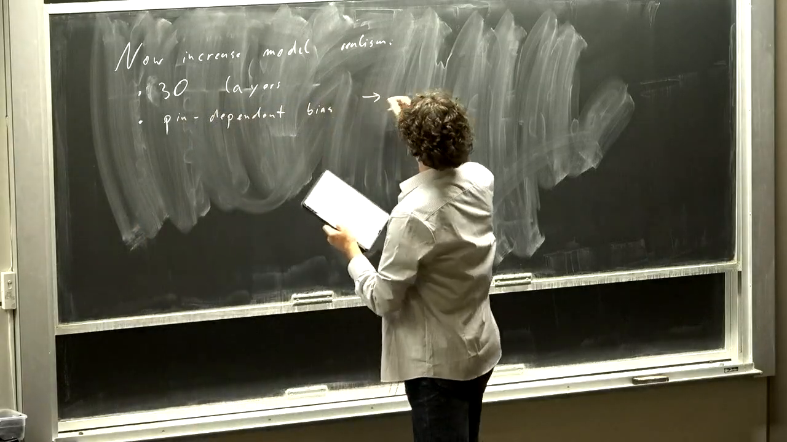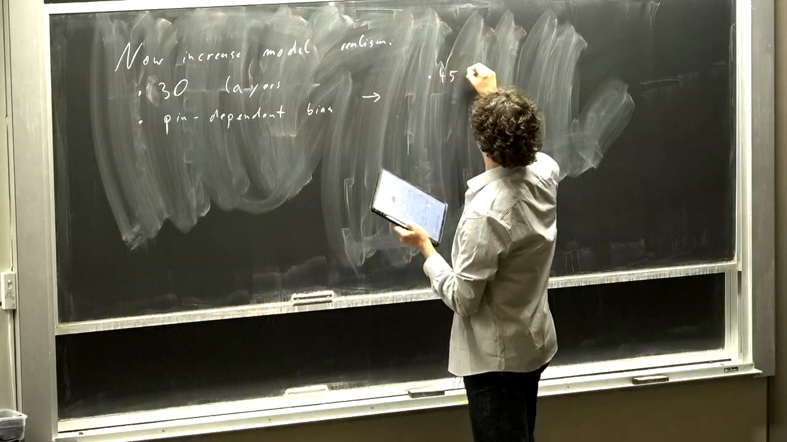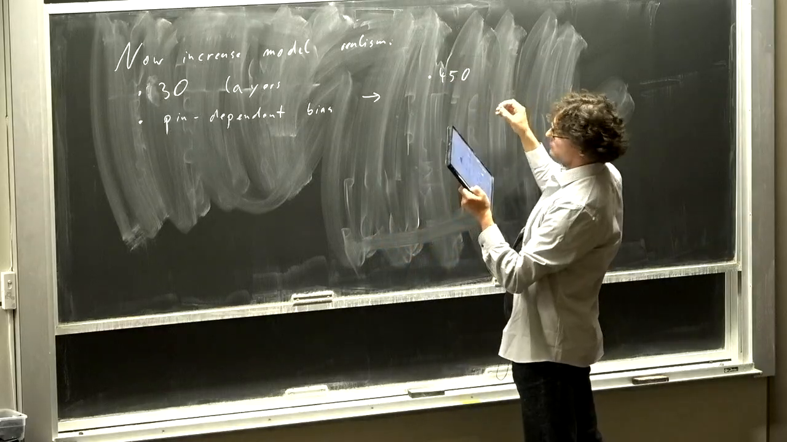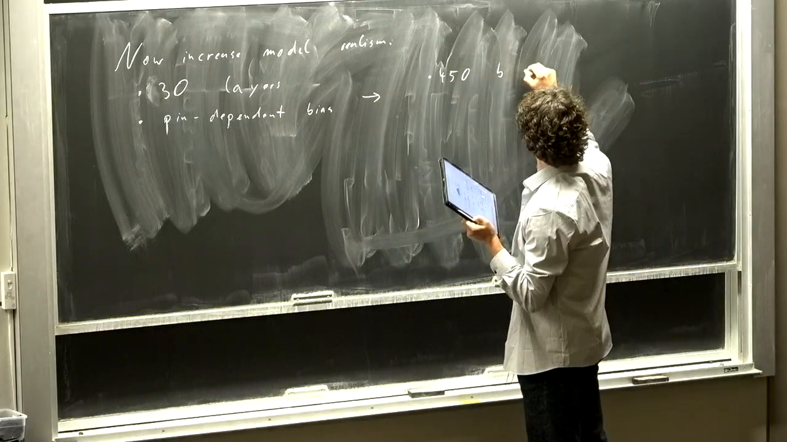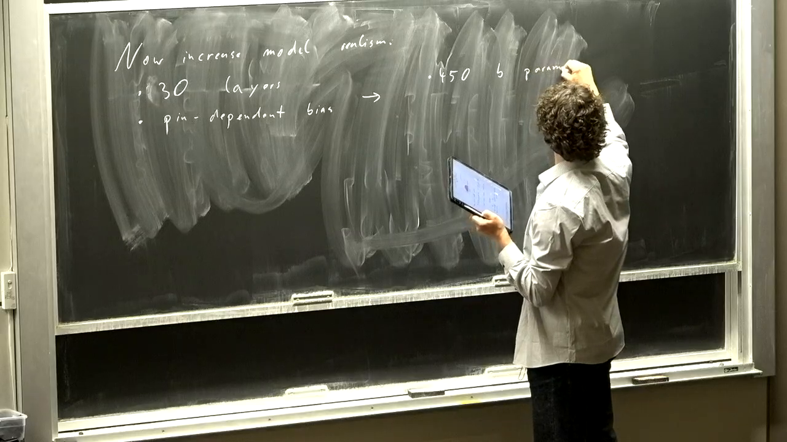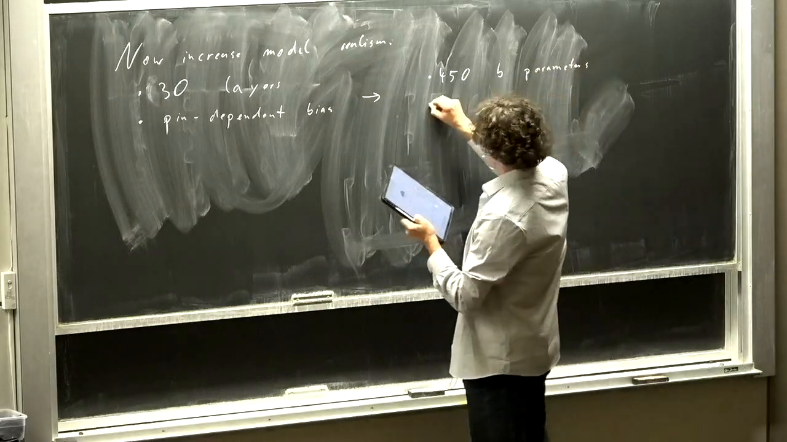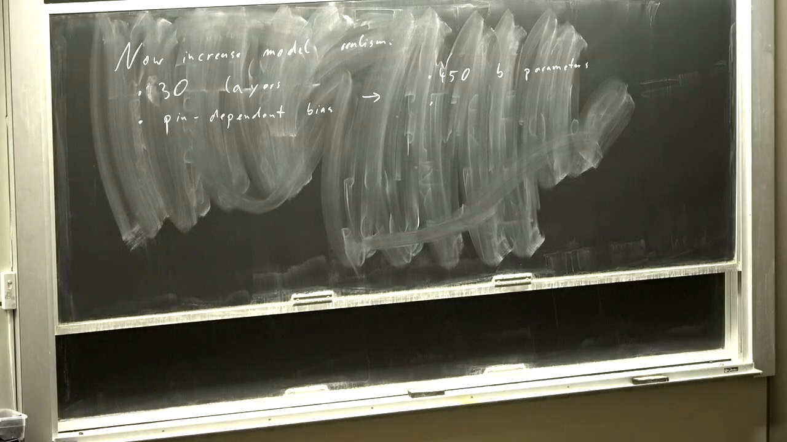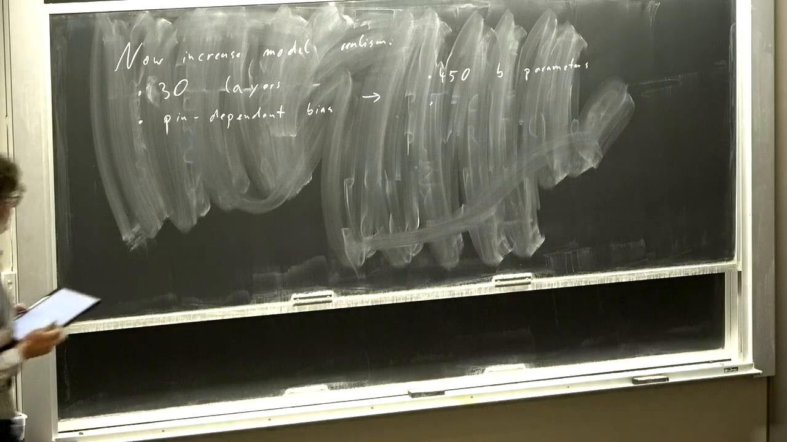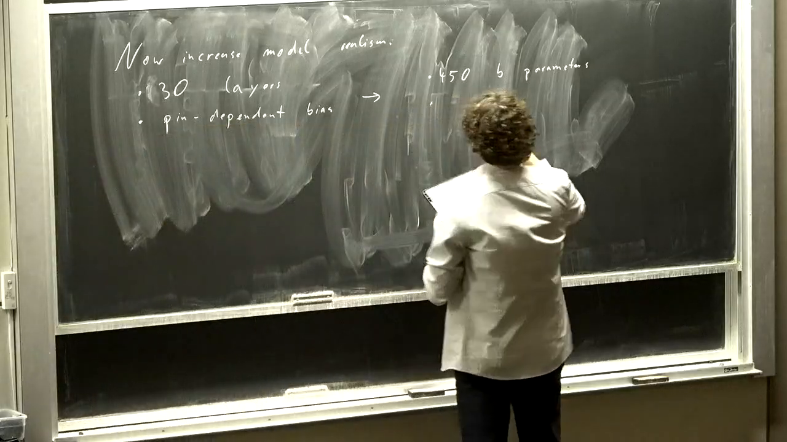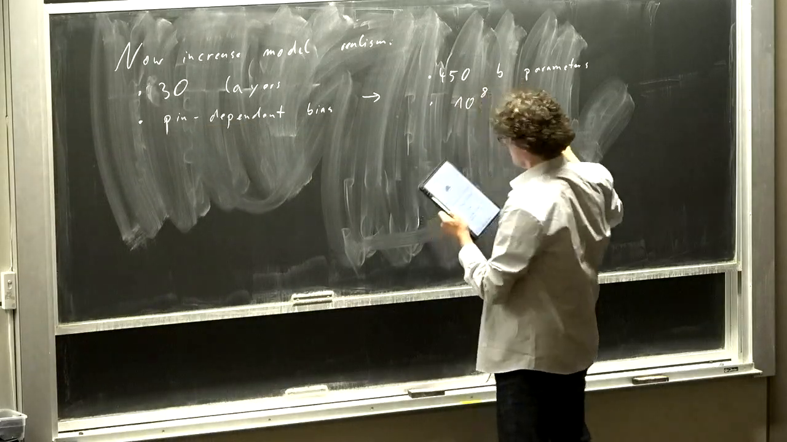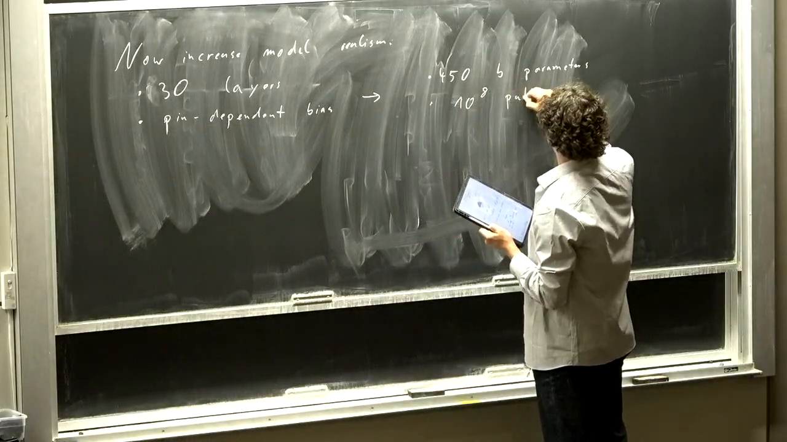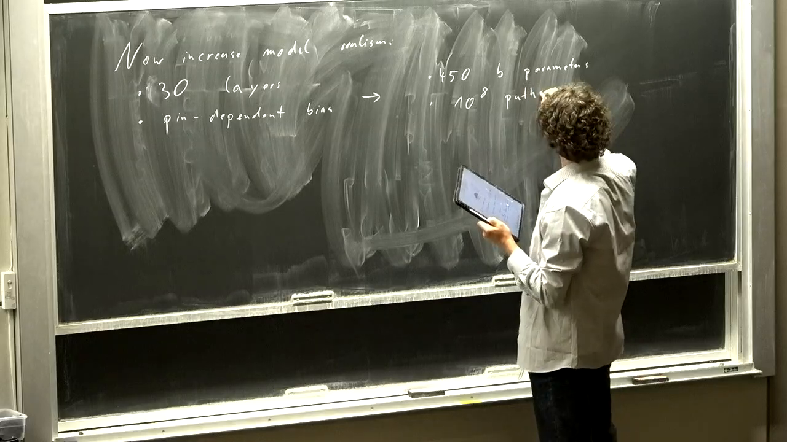Then this model suddenly turns into something very difficult. So you have around 450 bias parameters. And if you think about the number of paths that connect the top to the bottom central bin, this is pretty large. It is around 100 million paths, just because of combinatorics.